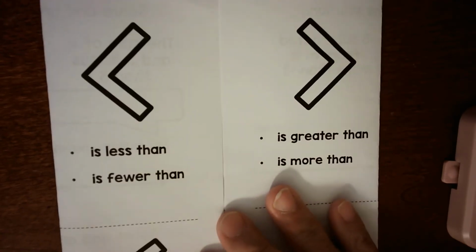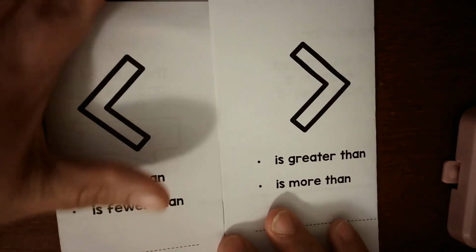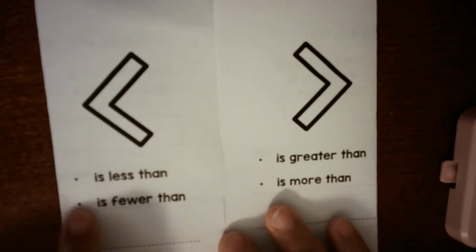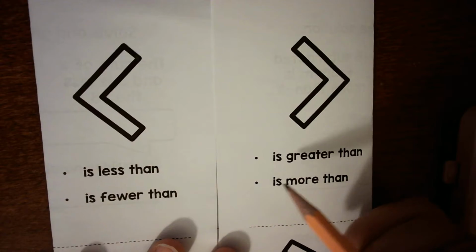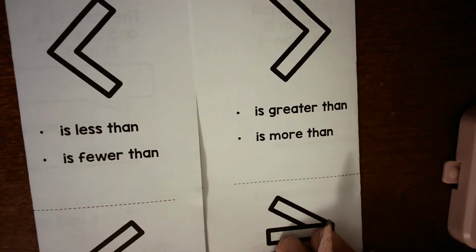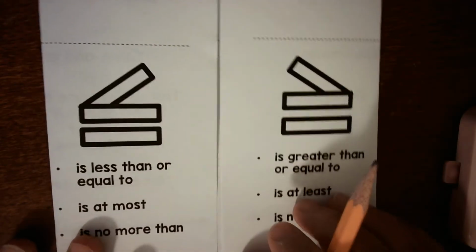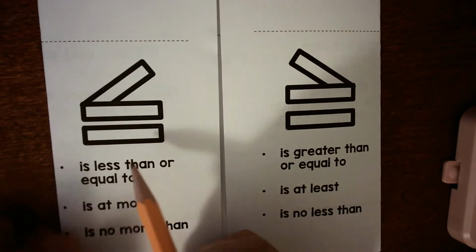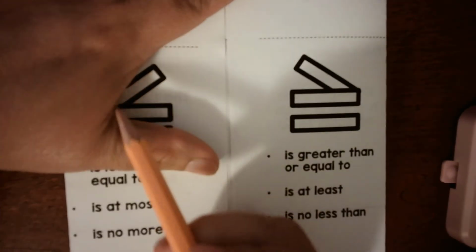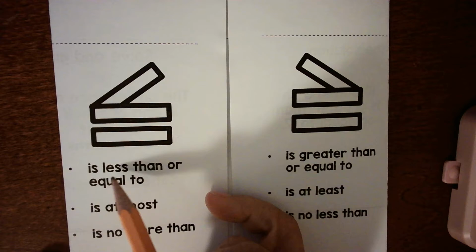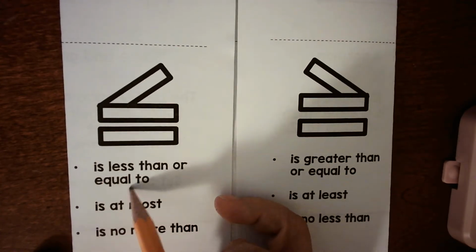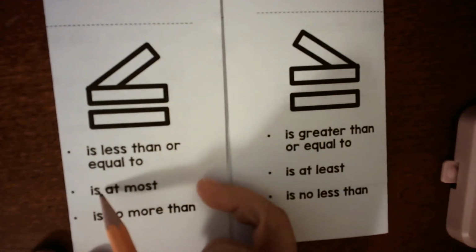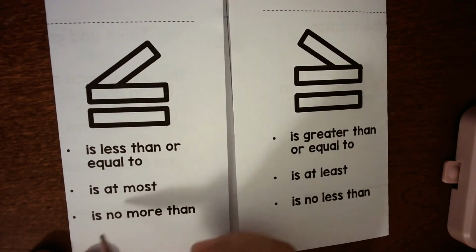We know that this less than is made by your left hand, and that's less than or fewer than. The other one facing the other direction would be greater than or is more than. For this one we have less than, so remember your left hand will make a less than symbol. How you read it is less than or equal to. Another way that we could read it is at most.